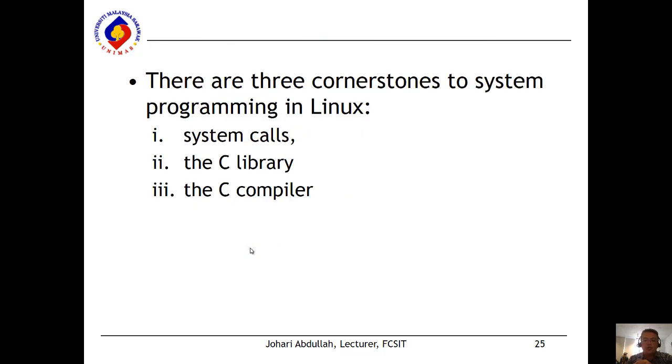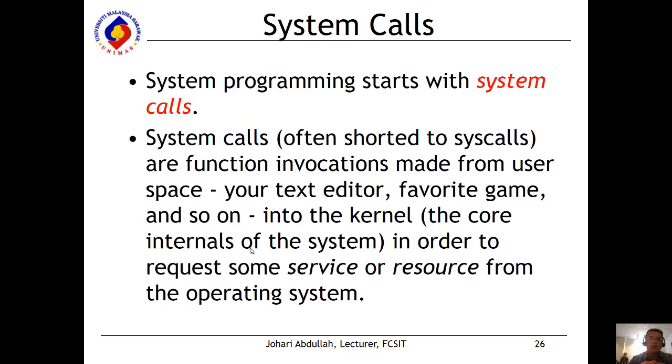Now, the key thing for system programming: there are three components, or three cornerstones. When we do system programming, we have to deal with system calls. We're going to learn around 40 to 50 system calls throughout this course. Of course, you're going to use the C library and we're going to use the C compiler. So these are the three things when we deal with system programming.